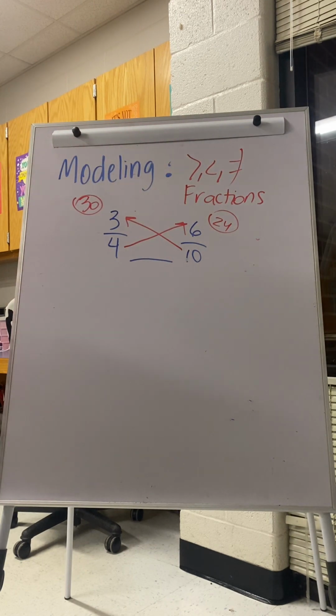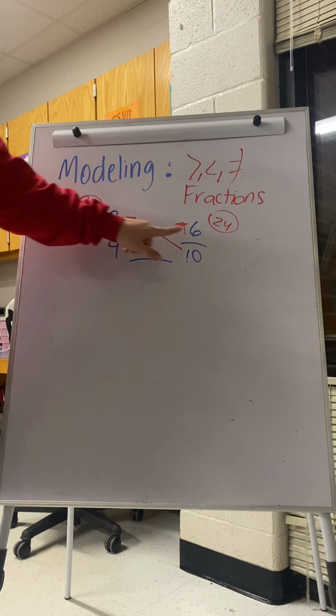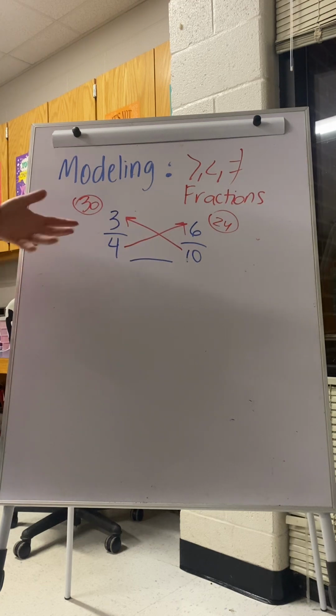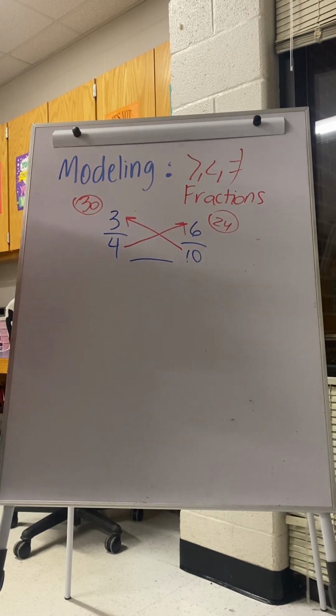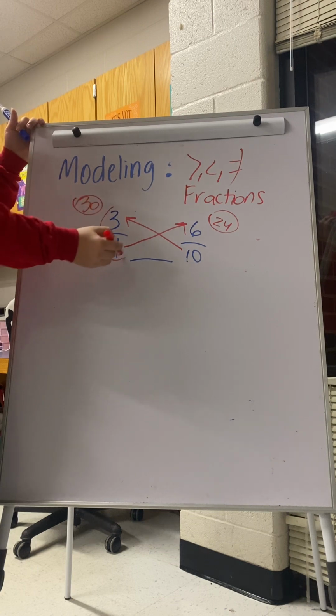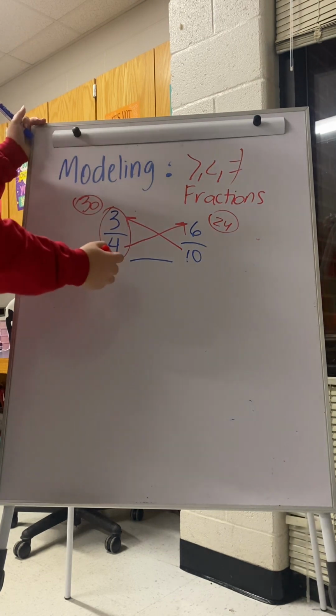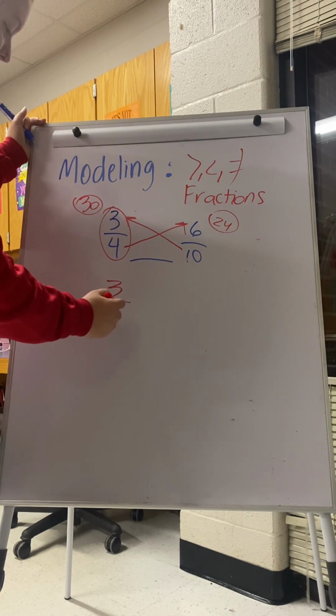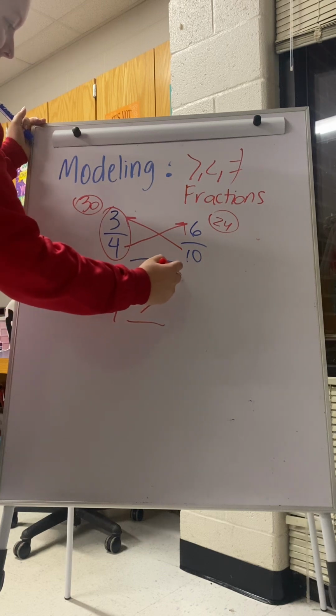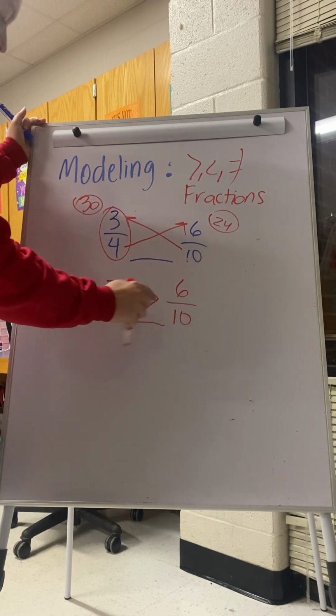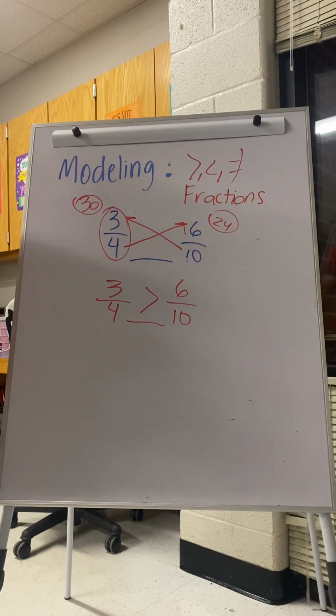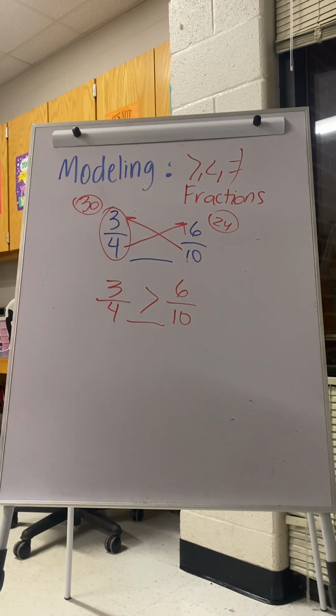They're not equivalent. And I noticed that I have a 30 and a 24. Which is the bigger number that we just generated, 30 or 24? 30 is the bigger number, and it's associated with this 3/4. They're right beside each other. So this is my bigger fraction. So my symbol wants to devour 3/4. So I would read this as 3/4 is, what symbol is that? Greater than 6/10. That is correct.